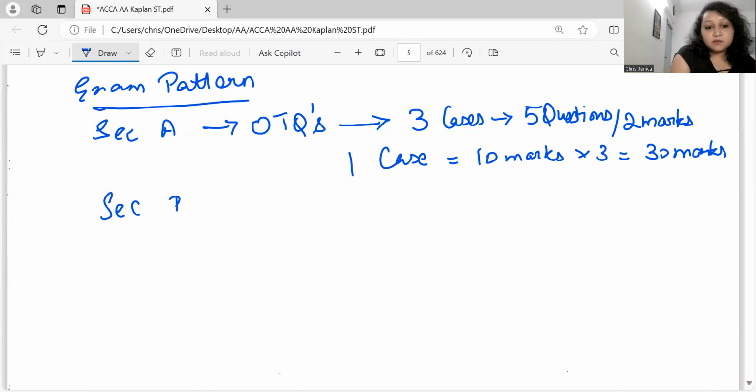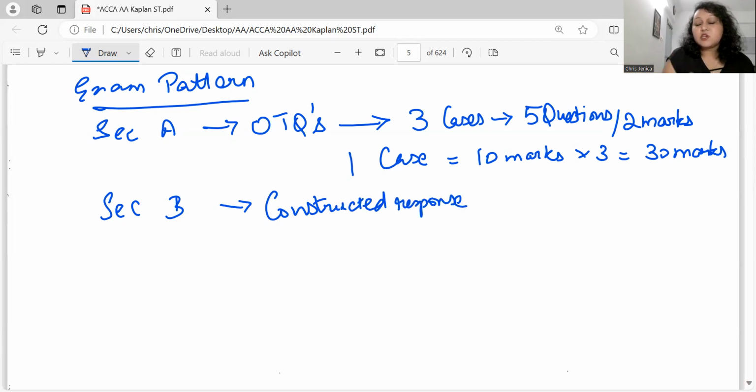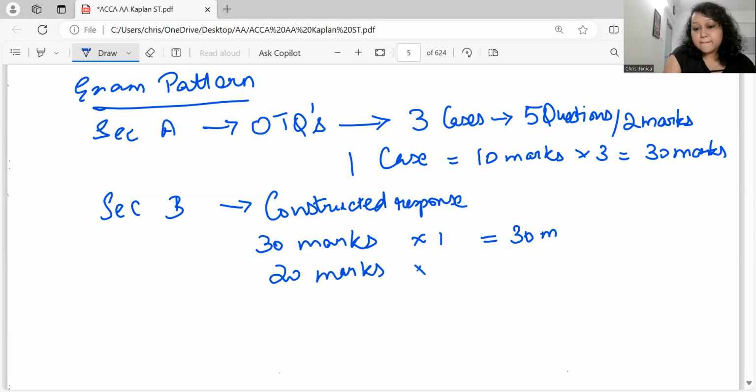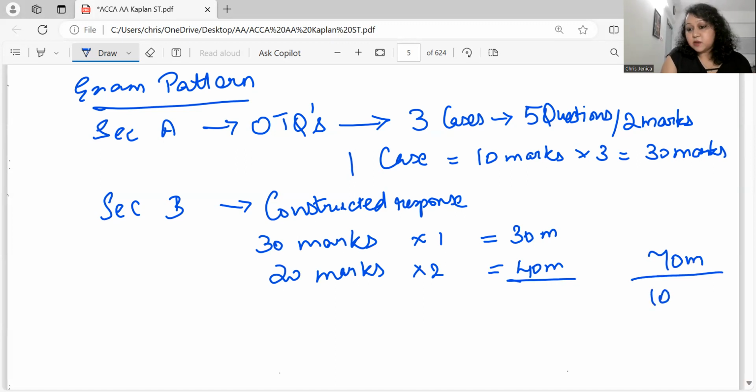Section B. This is going to be constructed response answers. So you will be asked 3 questions. The first question will be a 30 marks question. So you'll be asked one 30 marks question. Then you'll be having two 20 marks questions, which is going to be 40 marks. So totally it's going to be 70 marks in your section B.